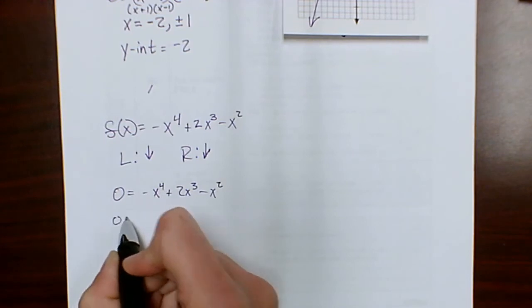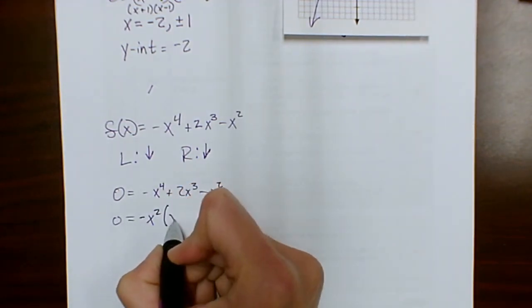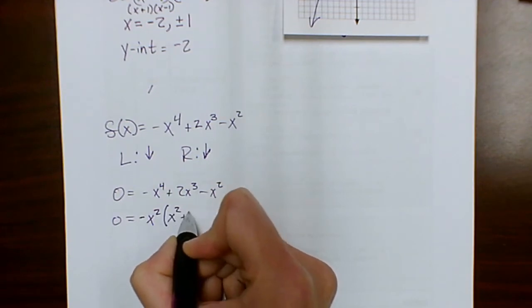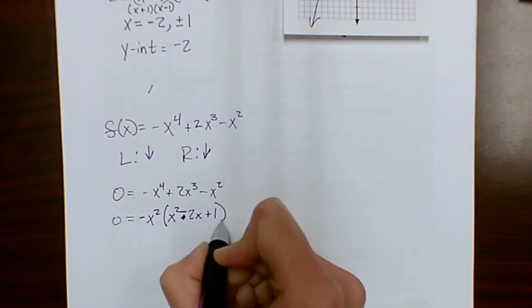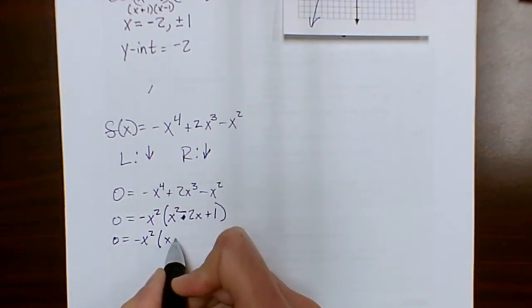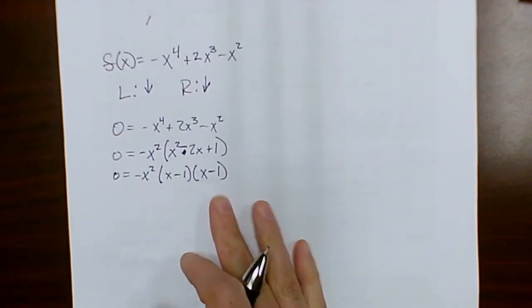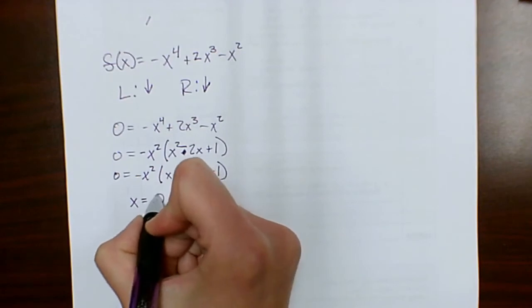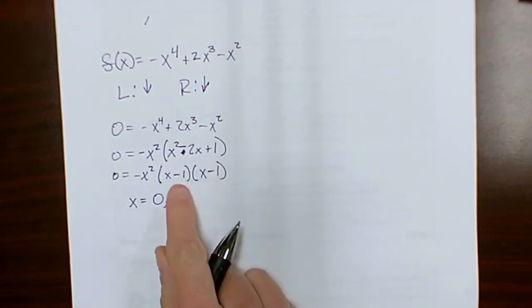We have a greatest common factor of negative x squared. So we'll get x squared, no, not plus, it will be minus 2x plus 1. And then we'll have x minus 1 times x minus 1 after we factor that. So our x equals 0, positive 1, and a positive 1.